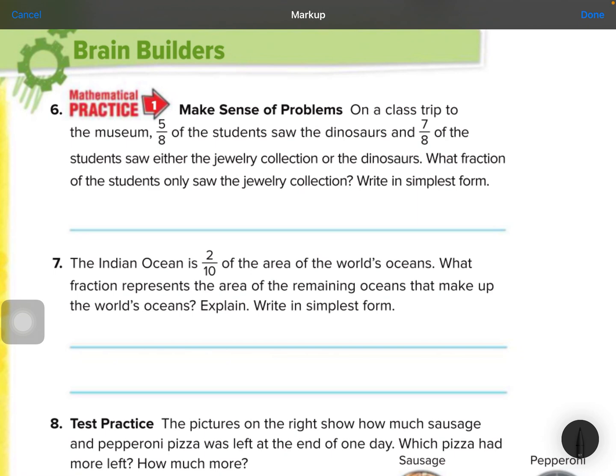Number 6, on a class trip to the museum, 5/8 of the students saw the dinosaurs and 7/8 of the students saw either jewelry collection or dinosaurs. What fractions of students only saw the jewelry collection? Write in simplest form. Okay, they want us to do a subtraction. That's what we've been doing this whole time, is subtracting. So that's what they wish for us to do now, okay?